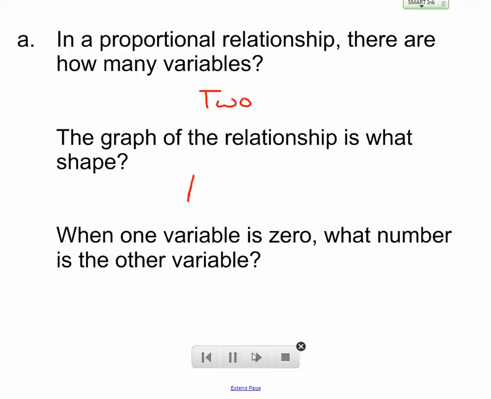The graph of a proportional relationship, that is what shape? The graph of a proportional relationship is a line, and we've seen that. And when one variable is 0, what's the value of the other variable? That is also going to be 0, because that straight line relationship of those two variables goes right through the origin. When x is 0, y is 0, if they are proportional.